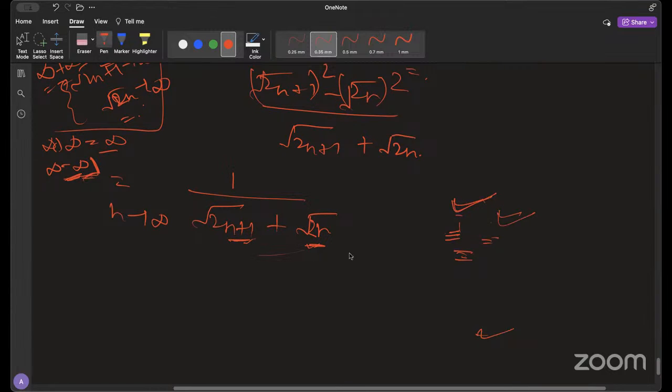So you can just take the limits here. This whole thing is tending to infinity. We've discussed this: if an is tending to infinity, then your 1 by an should tend to 0. This thing should tend to 0. Okay, ma'am, thank you.